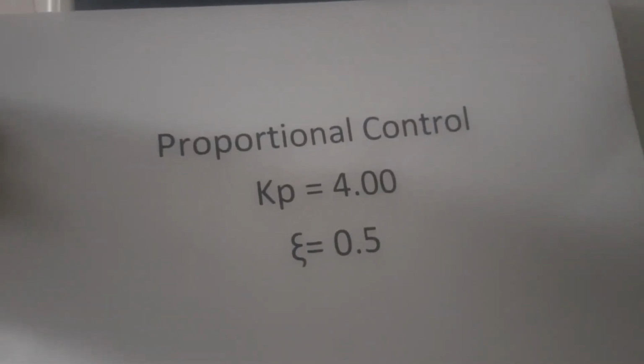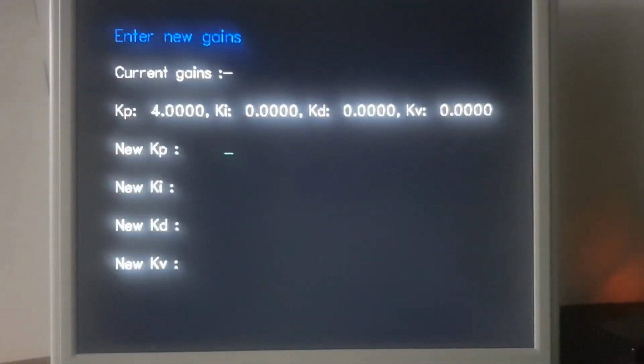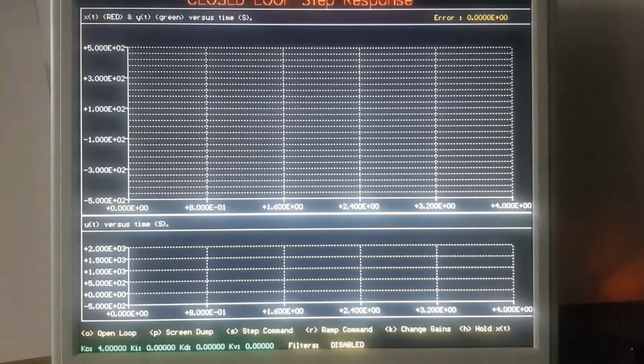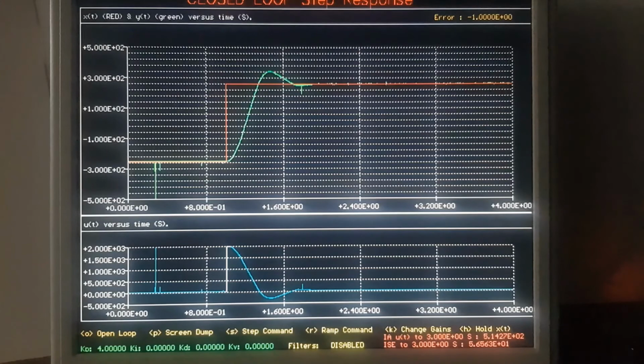Okay, so here's our first one, proportional control. Kp is 4, and this gives us a damping ratio of 0.5. So we put in 4, 0 for Ki, 0 for Kd, and we now get the closed loop step response, and there it is. This is showing us Kp as 4.